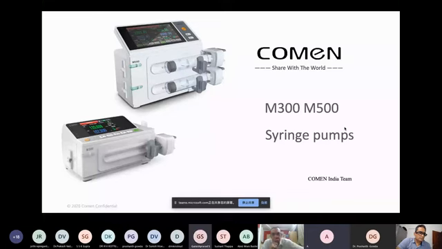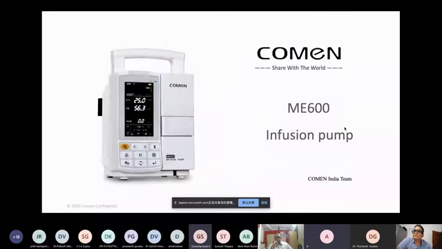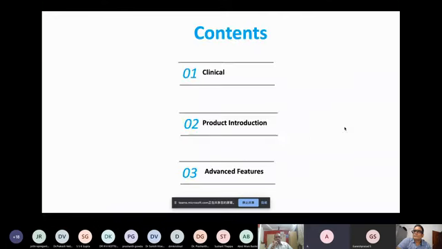Okay, let's see the syringe pumps first. For all syringe pumps, recently we have some new technology for the single channel and the 2-channel syringe workstation. And we have one more, a 4-channel syringe workstation also. Let's see. Another one is our infusion pumps. One by one, let's go and see. For the syringe pumps, we are going to introduce the clinical production introduction and advanced features.